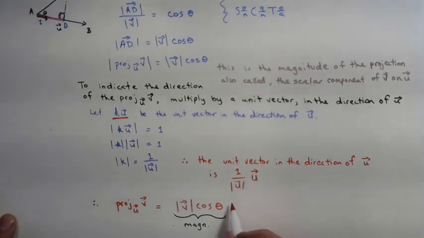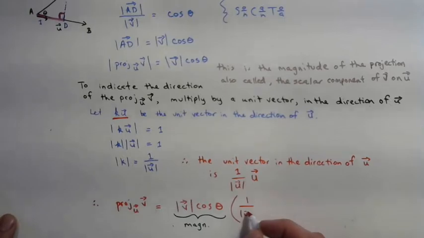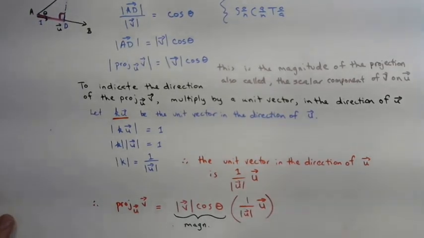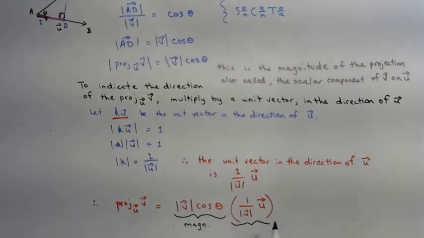Times 1 over the magnitude of u times the vector u. And that is going to give us our direction.